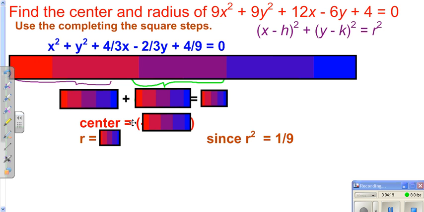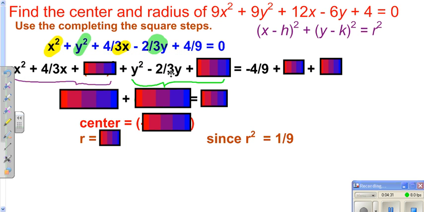To complete the square then, you want to take your x terms, get them together, take your y terms, get them together, take your non-y term, non-x term, your constant, to the other side. Well, if you put your x's together, you get this. Put your y's together, you get this.